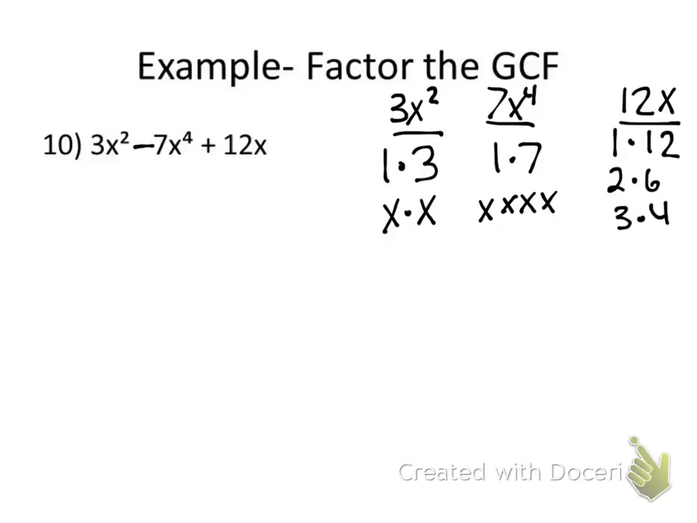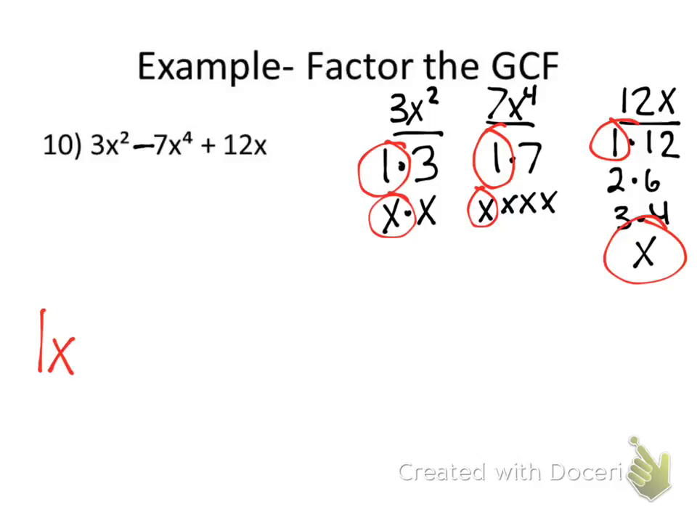All right, now 3 and 7 are both prime numbers, so that's a pretty good indicator that as far as the numbers go, the biggest you're going to get is a 1. What about the variables? Yeah, so x from each. Good. Now, you could write a 1x if you wanted, but that 1's not changing anything. Dividing by 1 or multiplying by 1, none of the numbers change. It's kind of pointless, so I'm just going to get rid of it. What I'm really doing is just taking an x from each of these.